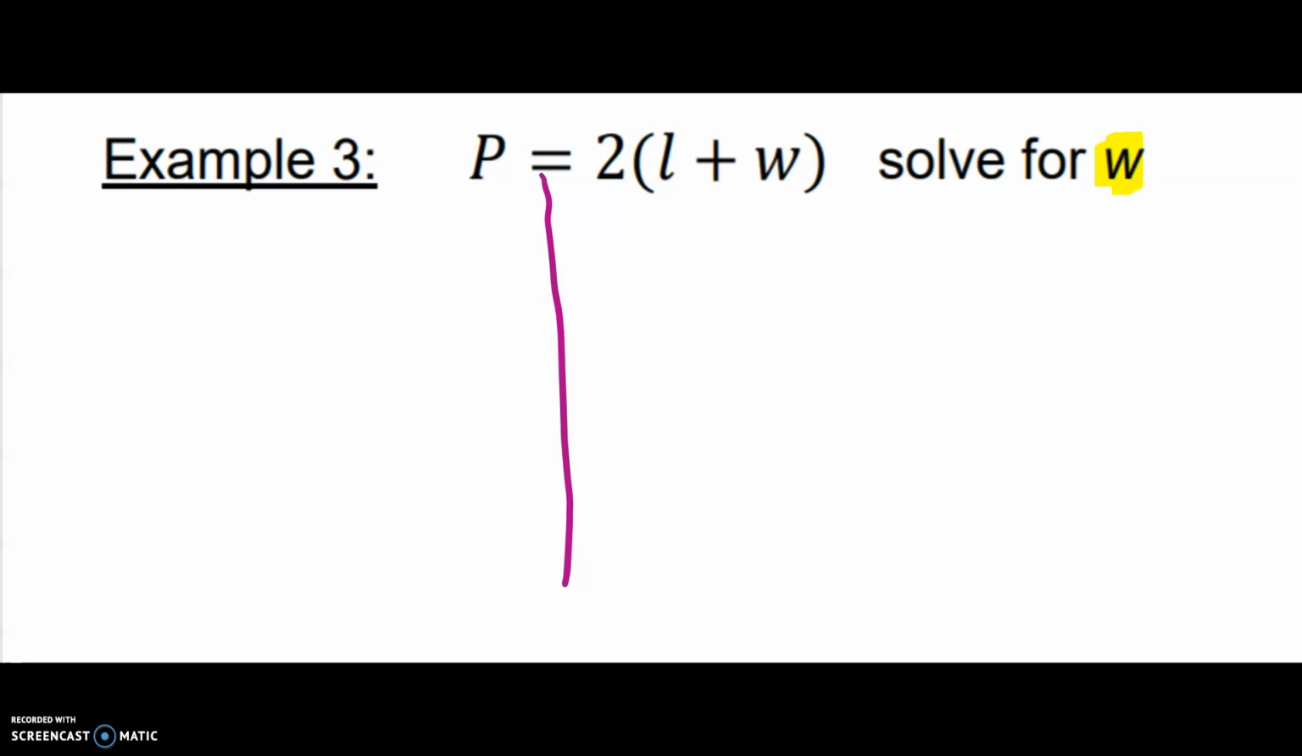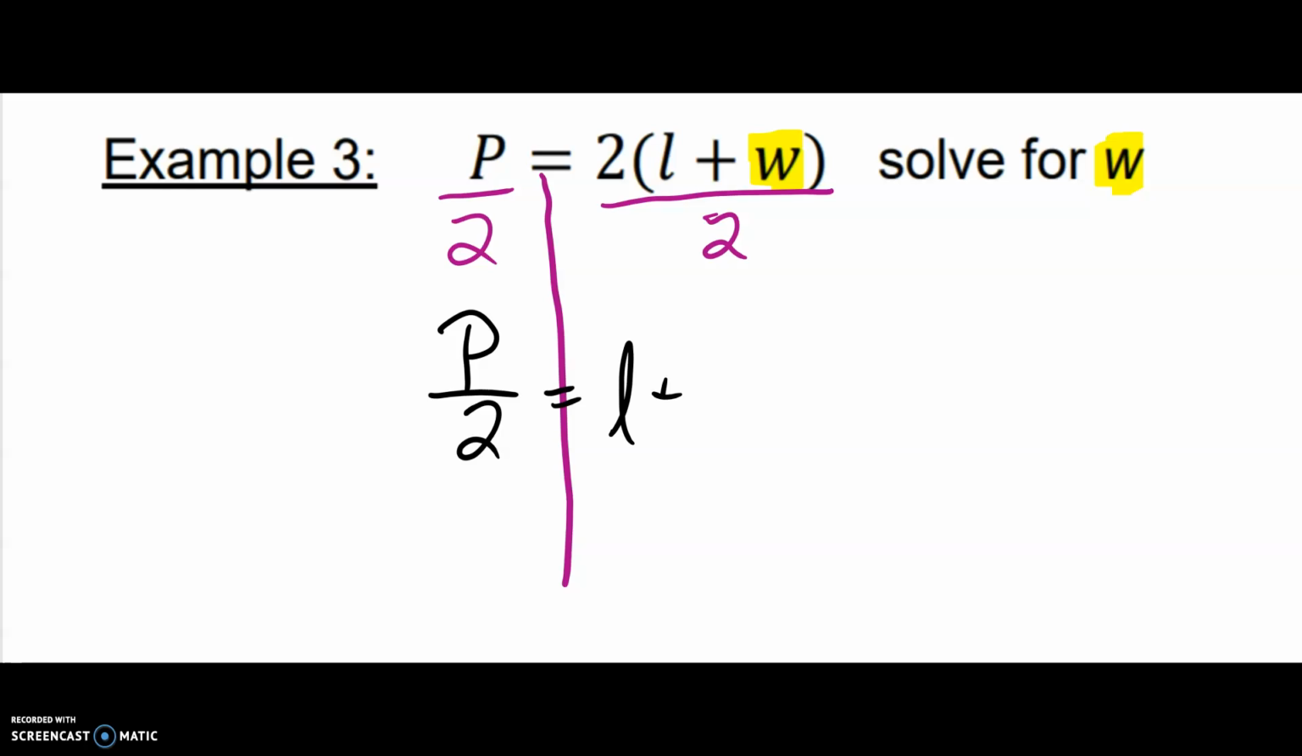We are going to start by marking our variable. We are solving for the W. And seeing as this whole thing is being multiplied by 2, I can divide by 2, and that will just get rid of the 2 over here. Okay, so if I divide one side by 2, I have to divide the other side by 2. And that gives us p divided by 2 is equal to, when I do this 2 divided by 2 over here, that gives me 1. So I'm left with just my L plus W. 1 times L plus W is just L plus W.